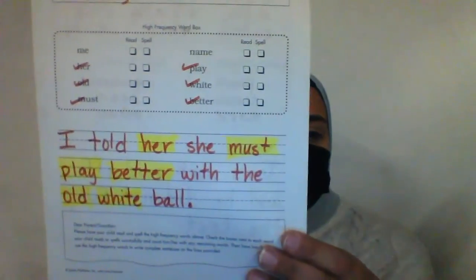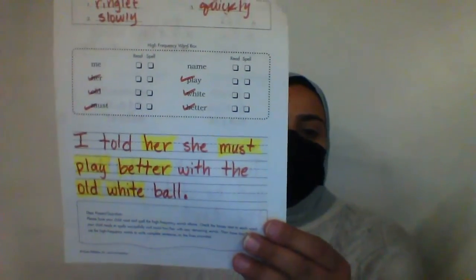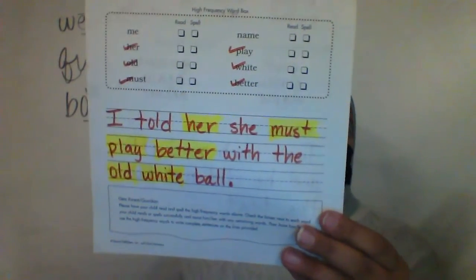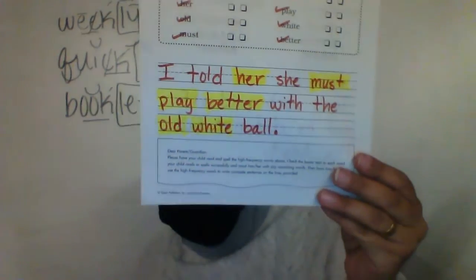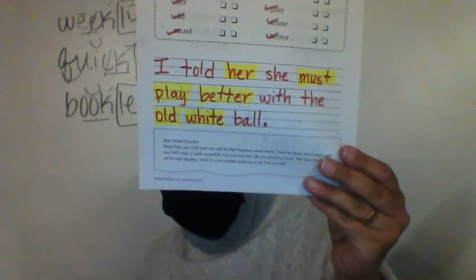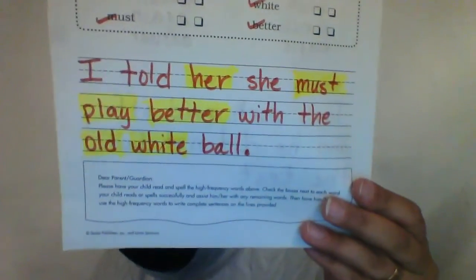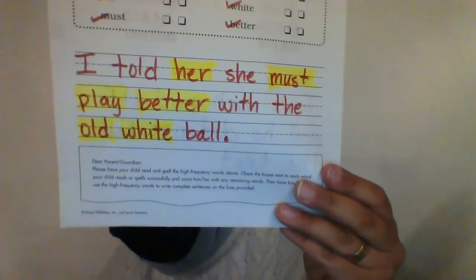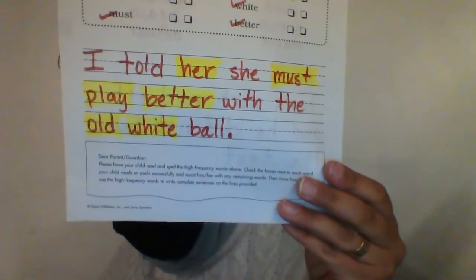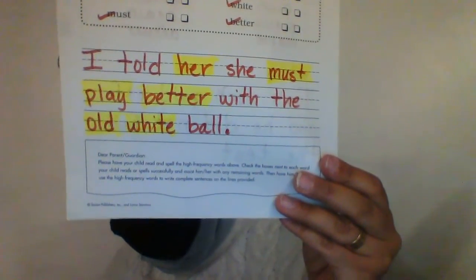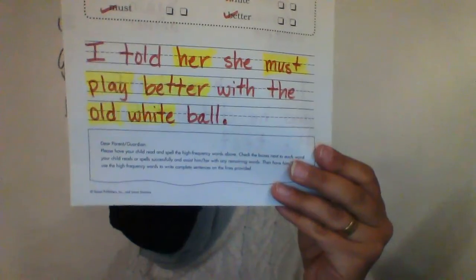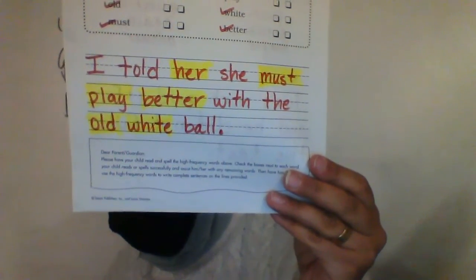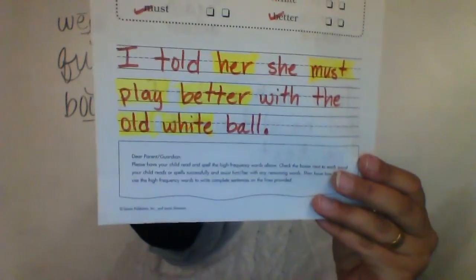All right, so I made up my own sentence. I'm going to share it with you. No, you cannot steal mine. I used six of the words in one sentence. My sentence is, I told her she must play better with the old white ball. Her, must, play, better, old, white. This one was a very easy one to put these words together. I asked you to use at least four, okay?